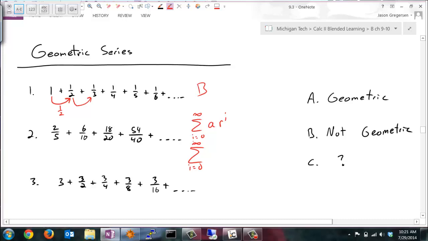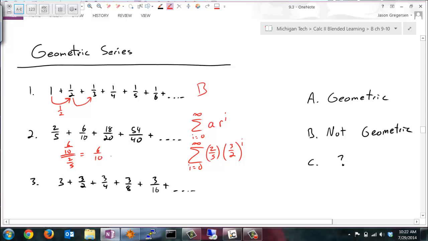What's a? A is always the first term in a series. Don't overthink it. It's the first term, just grab it. R is the multiplier. What's the multiplier here? 3 halves. Now maybe I didn't see that. Maybe the multiplier was like 11/7 or something weird and I just couldn't see it. You can always take and divide the second term by the first term, and that will give you the multiplier. So I could always take 6/10 divided by 2/5 to find out what that factor is.